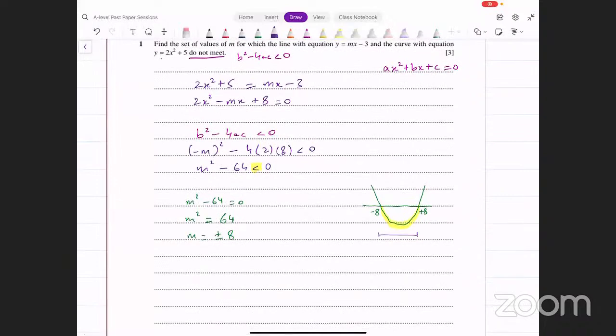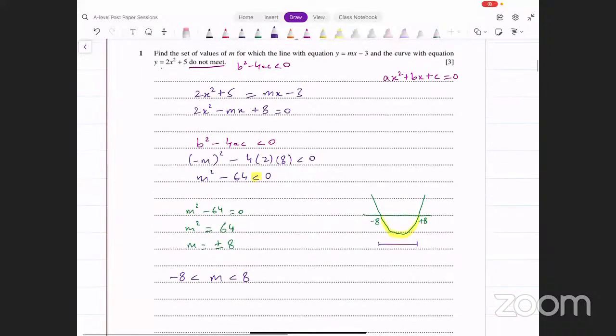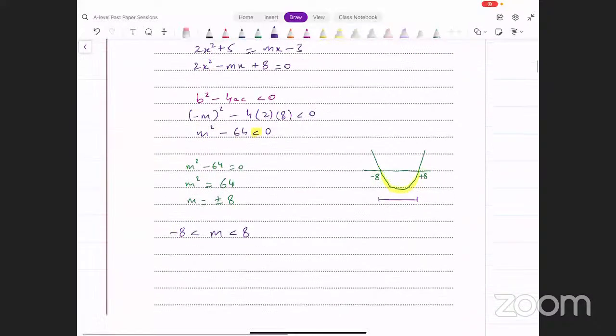Between minus 8 and 8. So what do you say then? m should be between minus 8 and plus 8, and that should be the solution, because you had to find the set of values of m, and you found them here. Okay, that's the first question. Let's move on to the next question.